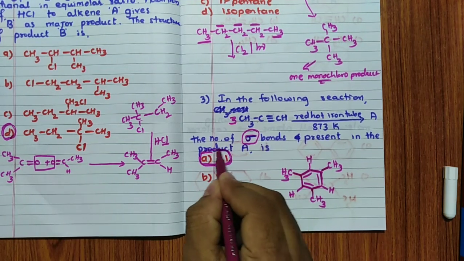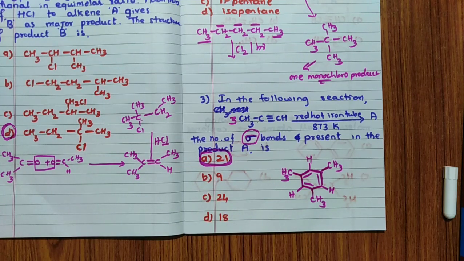Answer is 21. Very, very important. A small mistake you make will lead to a wrong answer. So hence you have to be very careful in NEET exam. It is not like KCET. You have to be very careful, very, very careful. Remember. So very, very important. Third question is like this. Very, very simple. Very important.